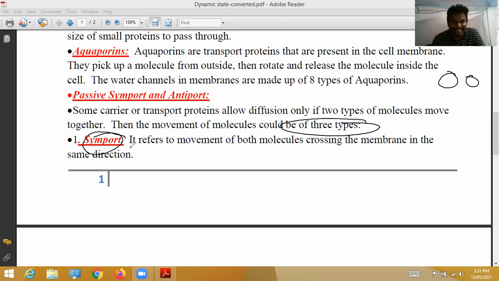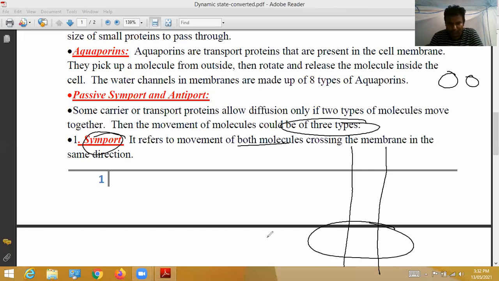First of all, let us see symport. The first one is symport. It refers to the movement of both the molecules crossing the membrane in the same direction. See, this is the membrane. So it is called symport.